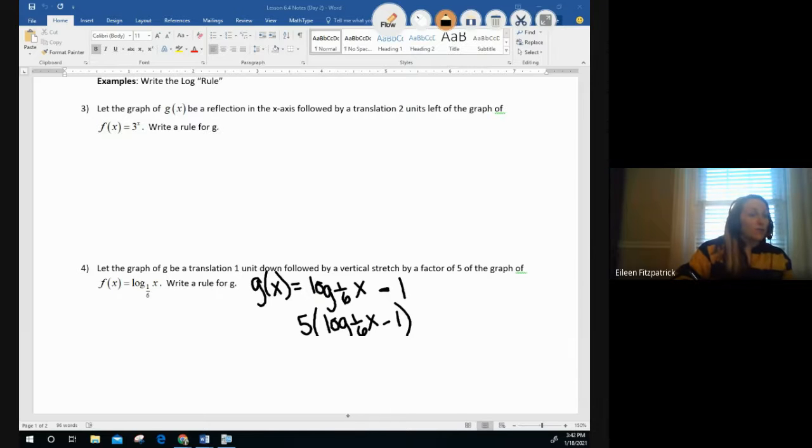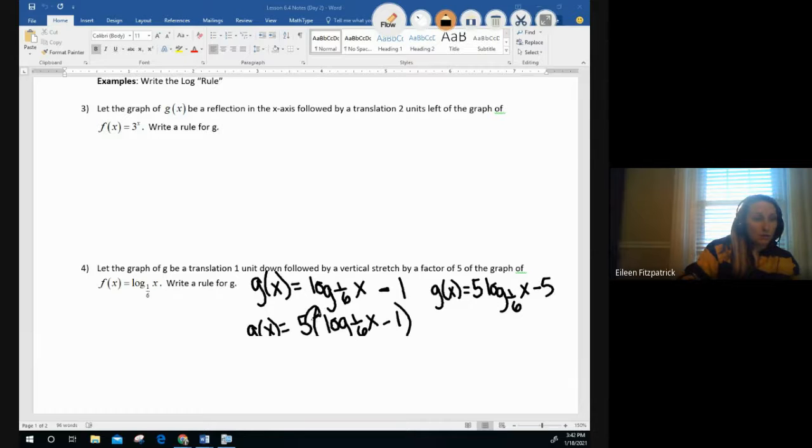Okay, you could distribute that 5 or you could leave it like that either way. If you wanted to distribute the 5, you would have g of x equals 5 log base 1/6 of x minus 5, right? You would distribute the 5 here and there, and that would be your final answer. Or like I said, you could leave it without distributing the 5. That would be fine as well.